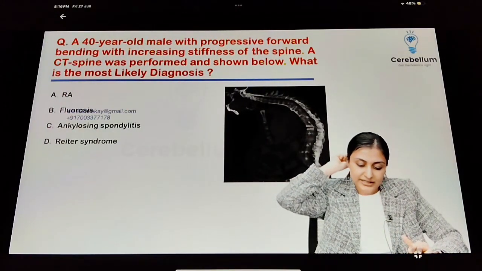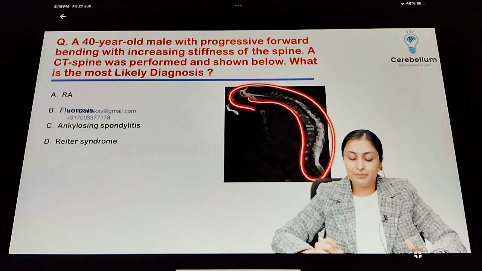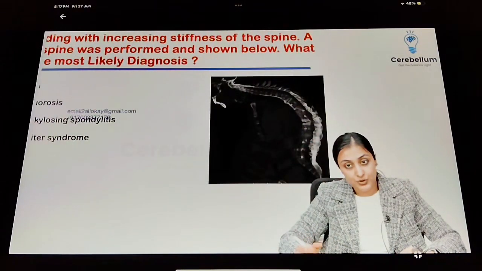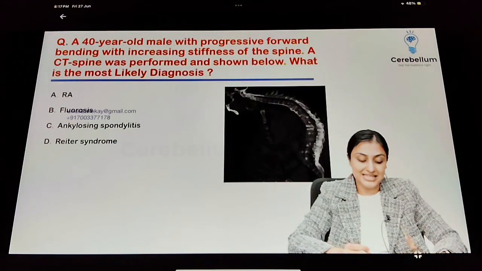Next image, there is a 40-year-old male with progressive forward bending and stiffness. What do you see? You see that the complete spine is fused here. There is this complete fusion. Instead of the X-ray we are used to seeing, showing you the CT scan where you can see fusion. Look at this posterior elements being fused and there's increased density.